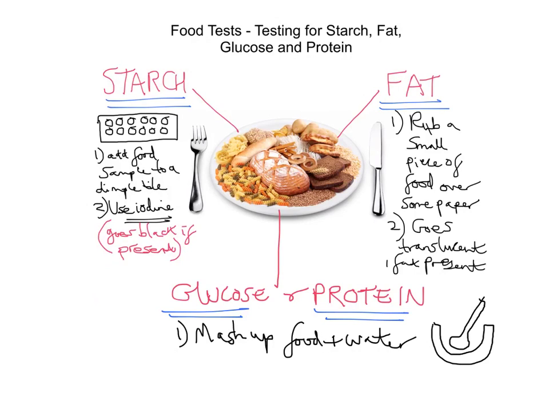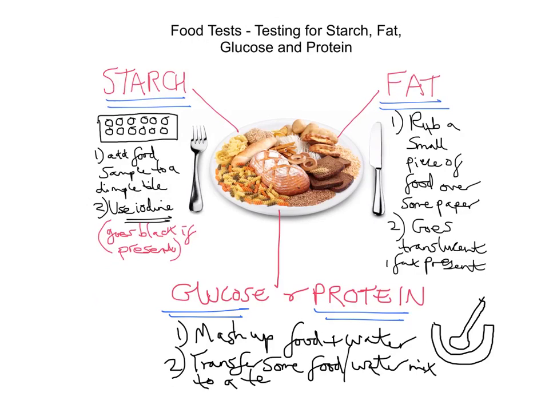Then we'd want to take that and transfer some of that food-water mix into a tube. So we transfer some of the food and water mix to, and we can just use a simple test tube. So we'll put it to a test tube. That's the second thing you do when testing for glucose and protein.